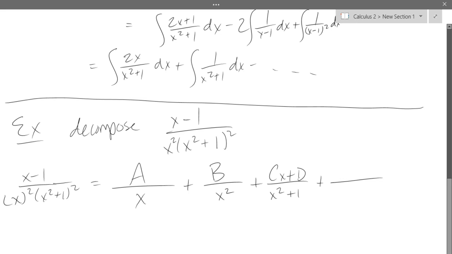And last up, this appears twice. It's also (x squared plus 1) squared. So it'll be Ex plus F. So don't be afraid to use D, E, F, capital, because we don't use those capital letters very much for most other things that we do. Lowercase d is a different story, but capital D is okay.